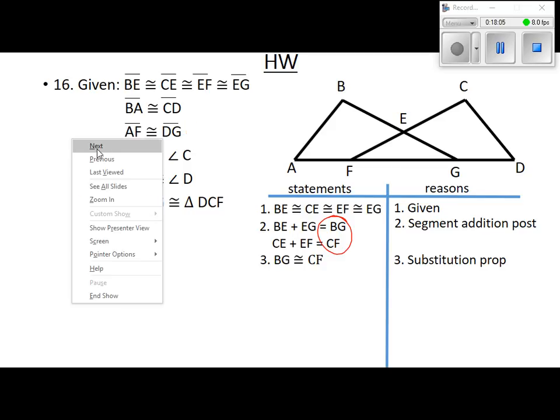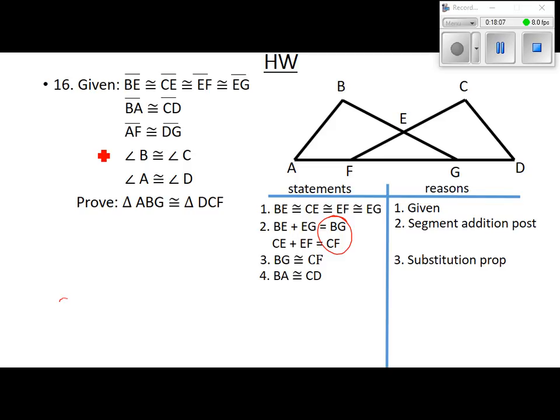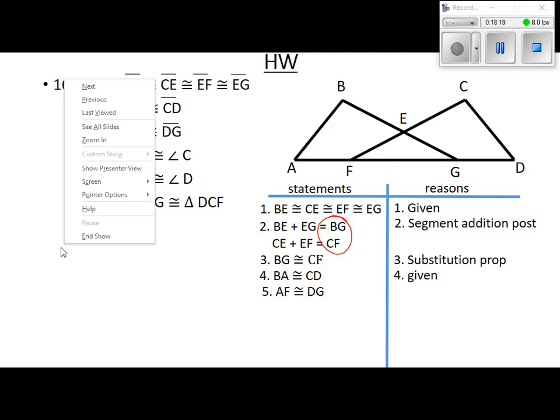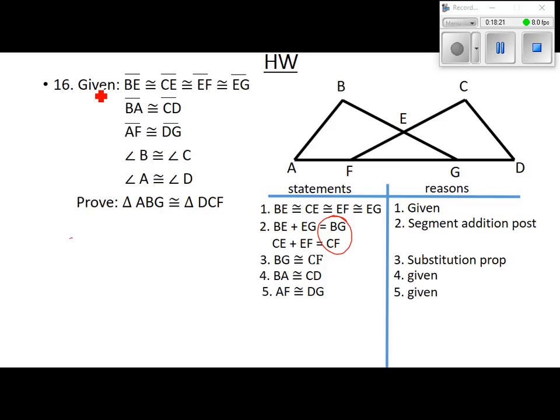Next thing we did, segment BA was congruent to segment CD. How did we know that? That was given to us. Next thing we did, segment AF was congruent to DG. How did we know that? That was given again. Now you got to be careful here.